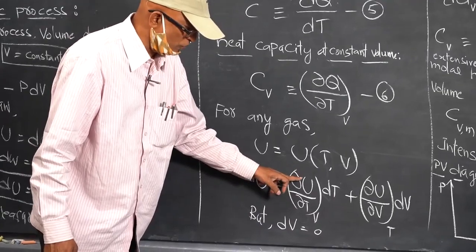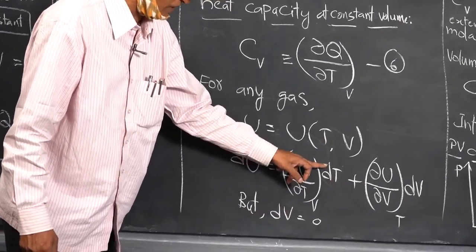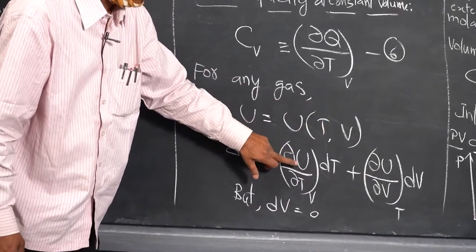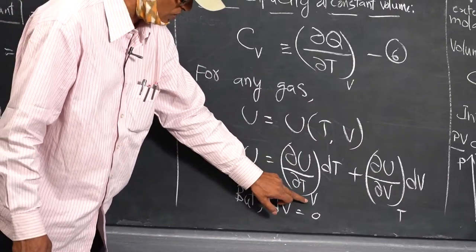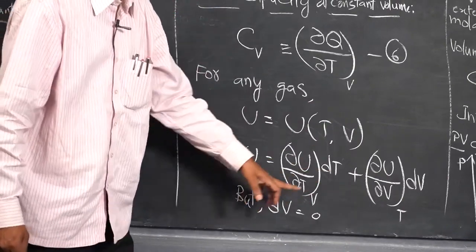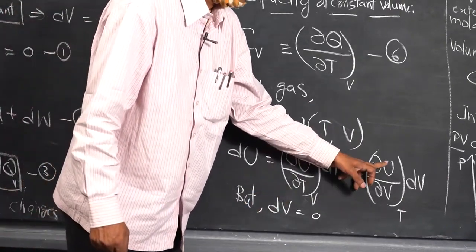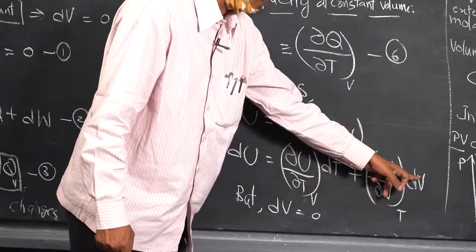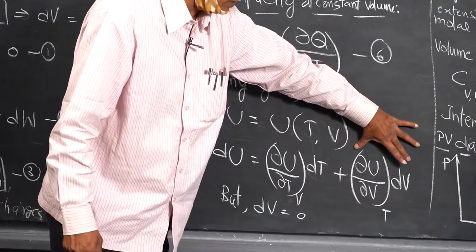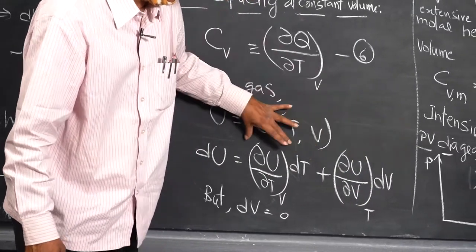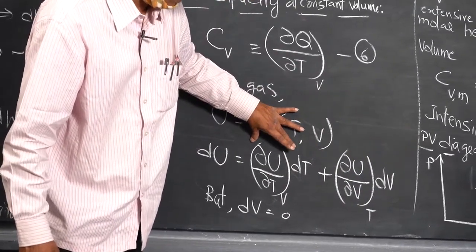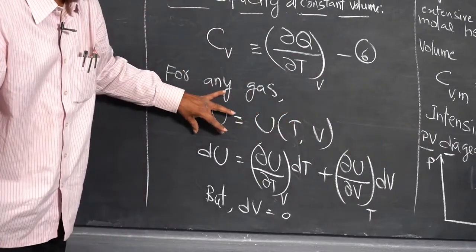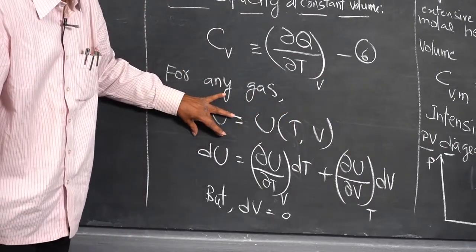The term ∂U/∂T at constant volume times dT is the change in internal energy due to temperature change when the volume is kept constant, plus the change in internal energy due to change in volume at constant temperature times dV. So, this is the total change in internal energy due to volume change, this is the total change due to temperature change, and this is the total change in internal energy due to both changes.